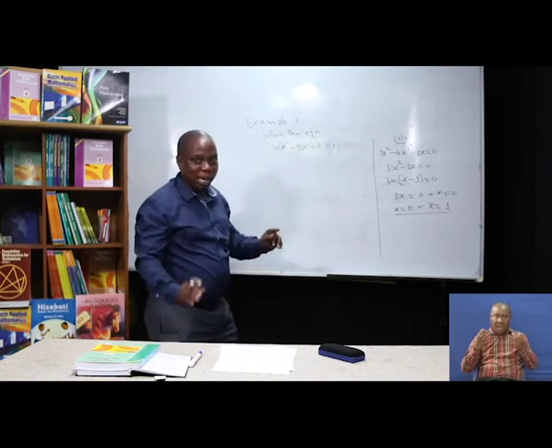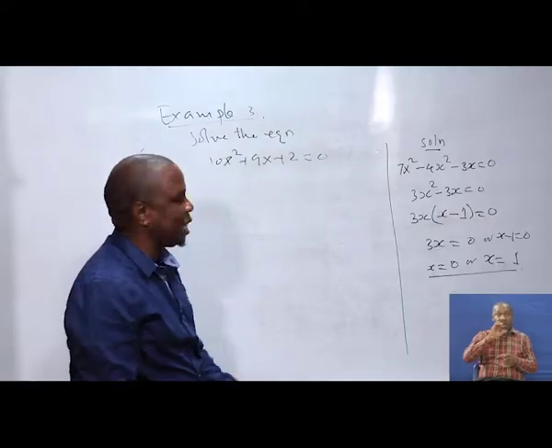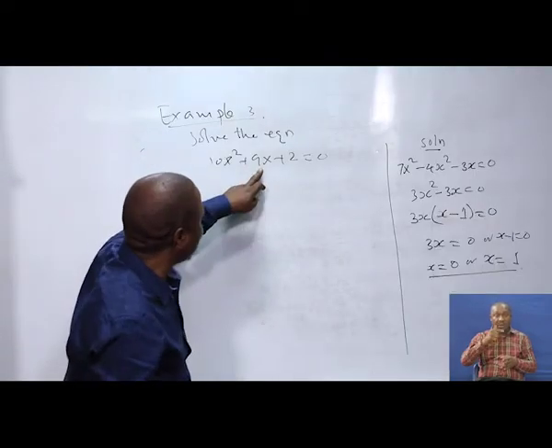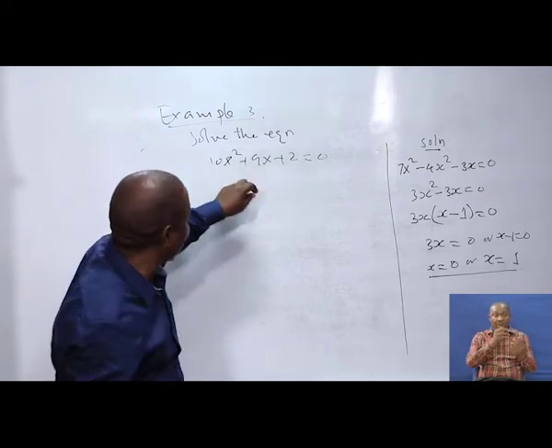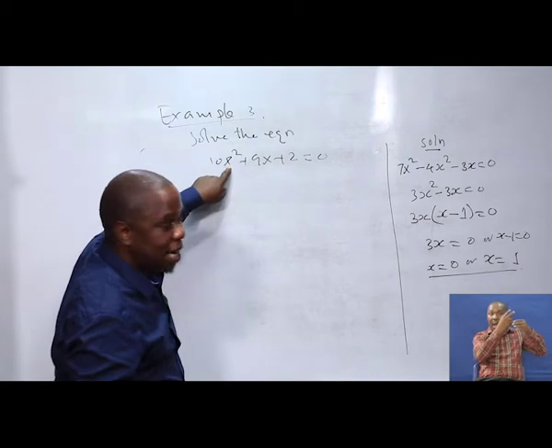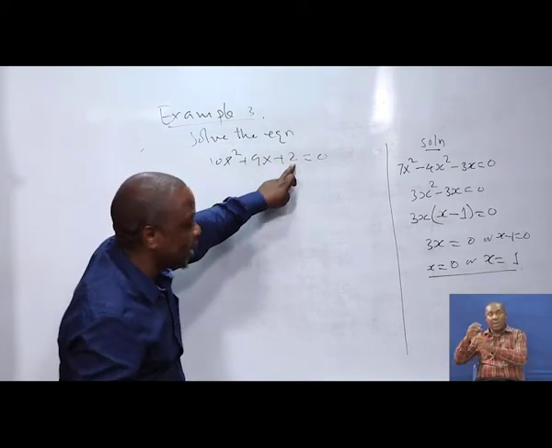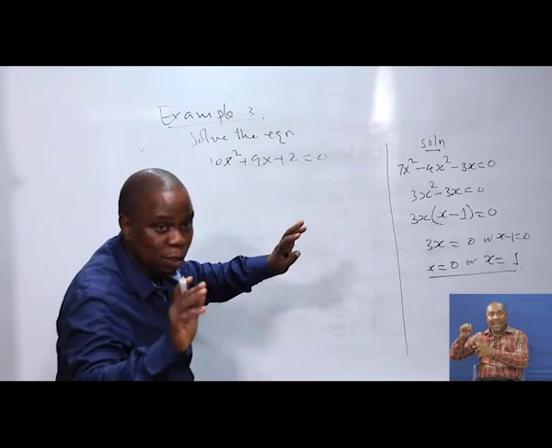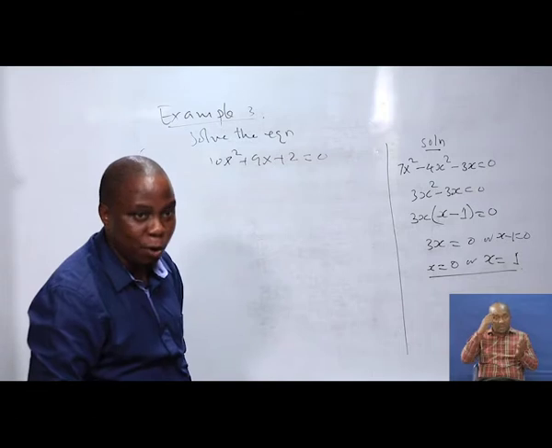How do we solve this one? Now listen to me carefully. In order to solve this one by factorization, first of all, you will have to split this middle term here. A general quadratic equation has got this term with square, has got this term with x, with the variable, we call it the middle term, and it has got this constant. The first thing to do is split the middle term. How do you split it?